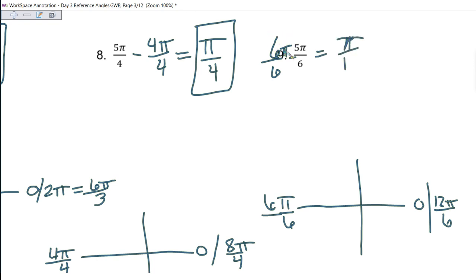Are you noticing a trend? We had a pi over 6. What was the reference angle? Pi over 6. We had a pi over 4 in the problem. Our reference angle is pi over 4.